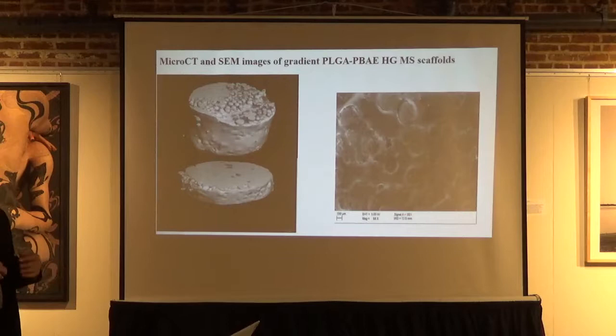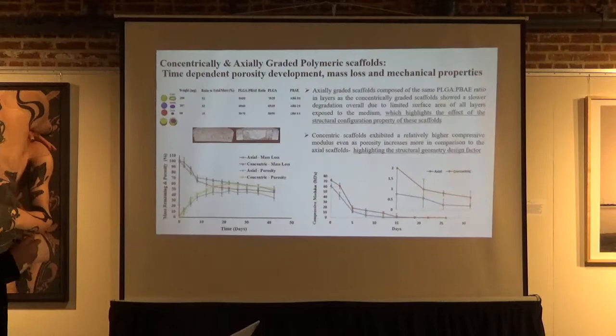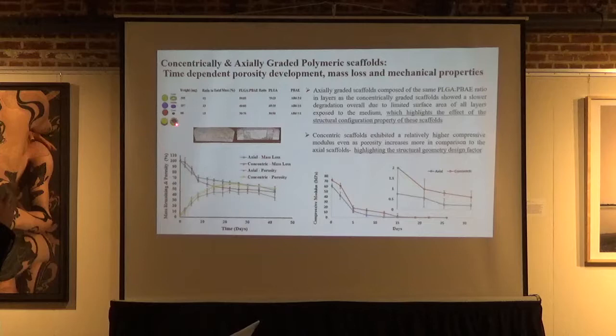So here, just to highlight the time-dependent development of porosity, mass loss and mechanical properties, we use the exact same material for these two scaffolds. We made one axially graded and one concentrically graded scaffold using three different PLGAs and three different PBA hydrogel microspheres, again, going from hydrophobic to hydrophilic. This highlights the two graphs that you see here. It highlights the effect of the structural configuration of these scaffolds.